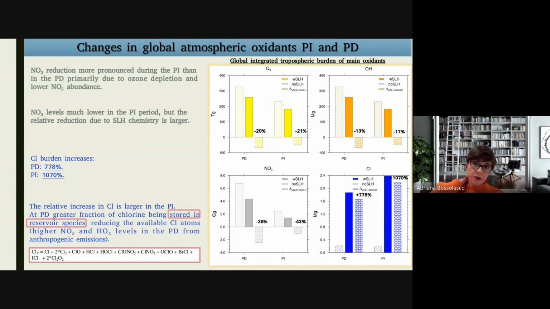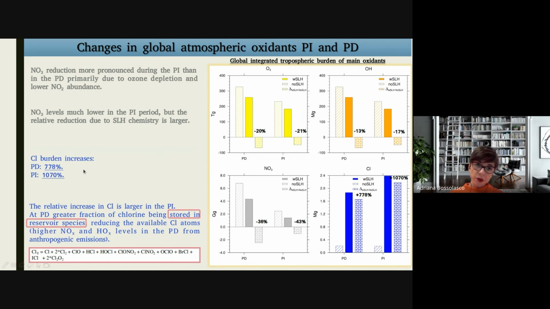So beyond OH and ozone, there is also a reduction of NO3, principally due to the depletion of ozone. And we see that the relative reduction of NO3 is larger in pre-industrial, but the levels are much lower due to the lower NO2 levels in the pre-industrial period.